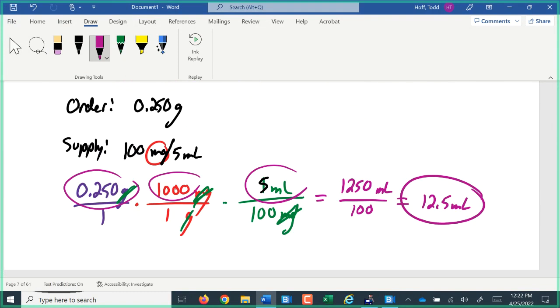You don't have to do anything with the 8 hours. Nope, the 8 hours, there's no time given in the recommendation, so that's just 12.5 milliliters every 8 hours is all. Okay.